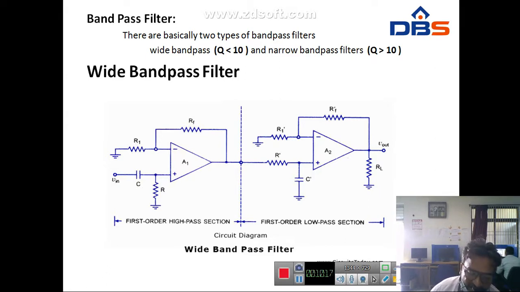To obtain a 20 dB band pass, a first order high pass and a first order low pass section are cascaded. If you want to increase this, that is, for plus or minus 40 or plus or minus 60 decibels, the band pass filter should have second order high pass and second order low pass sections connected in series.